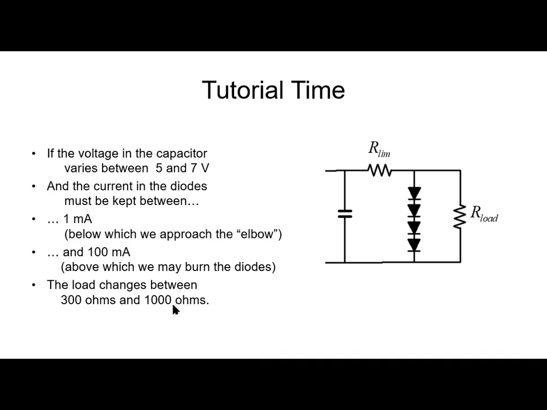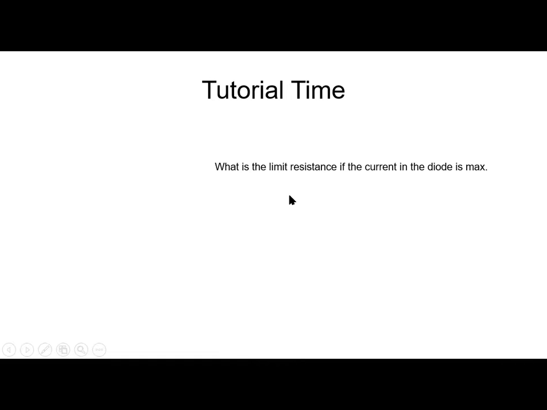The changes in the duty cycle of that load. That's what it is. Find what should be the value of the limiting resistor. That is the question here. What is the limit resistance if the current in the diodes is maximum?